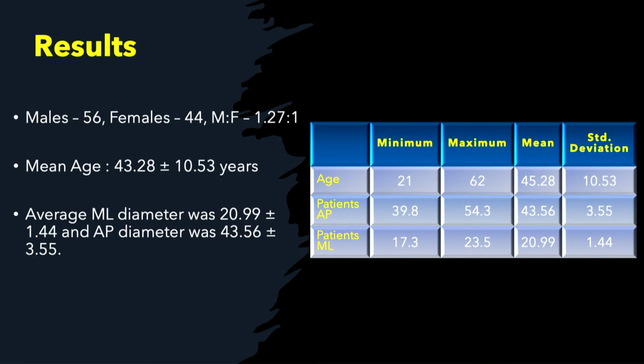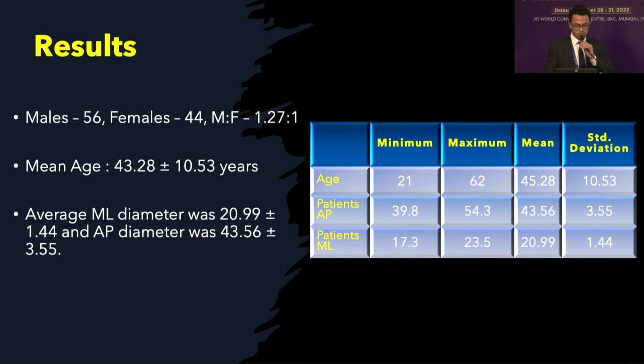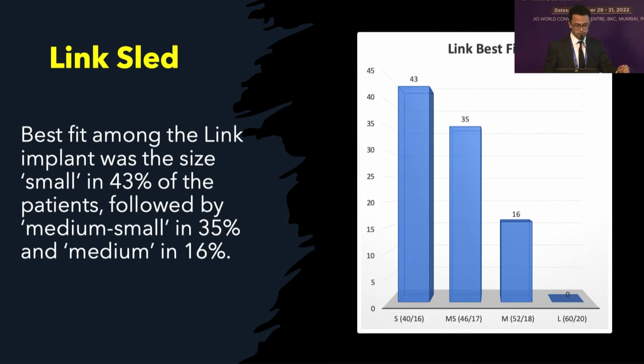So in our study, there were 56 males, 44 females, with a male to female ratio of 1.27:1. The mean age was around 43.28 years. The average mediolateral diameter was 20.99, and the anterior posterior diameter was 43.56. The Link Sled implants, we found that the best fit was small in 43% of the patients. That was followed by size of medium small in 35% of the patients, and medium in 16% of the patients. In no patient was the large size required.